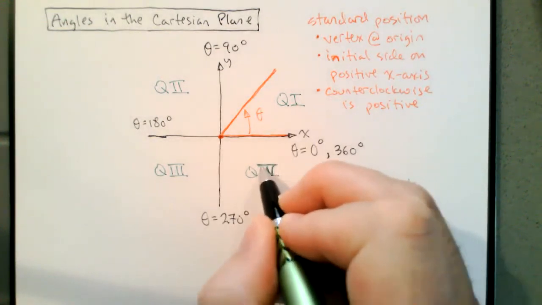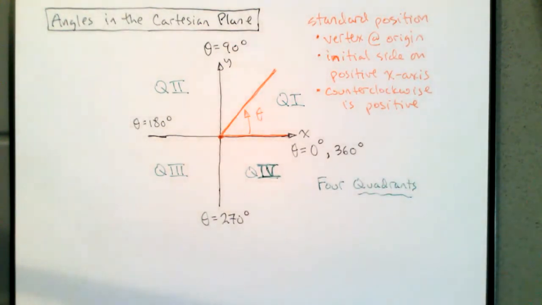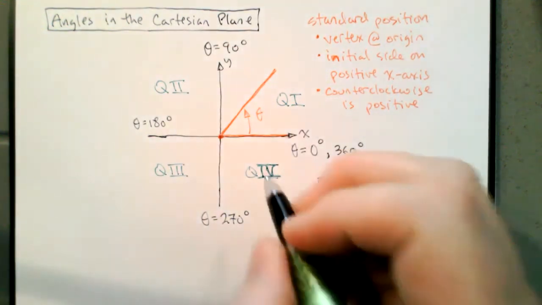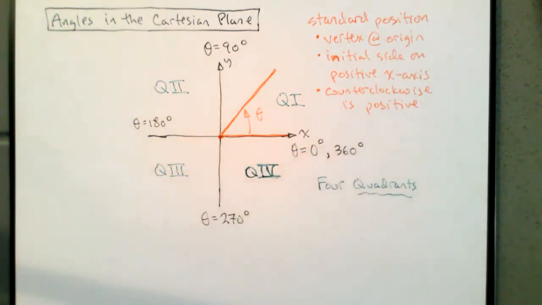I don't know how the Roman Empire was so successful with this terrible number system. But there it is. We count the 4 quadrants, quadrant 1, 2, 3, and 4, starting with the upper right and going counterclockwise, because that's our positive direction.